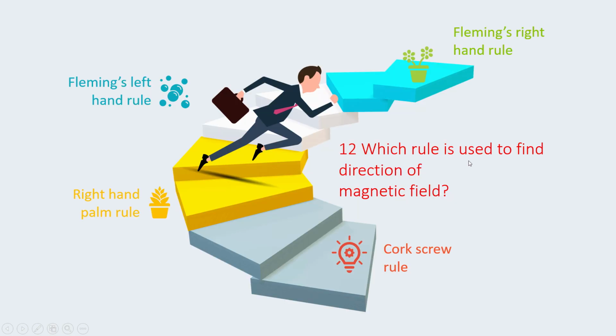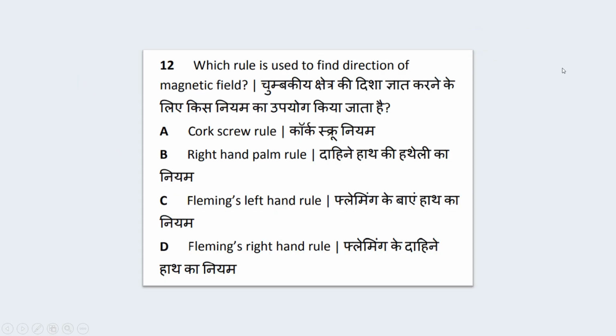Which rule is used to find the direction of magnetic field? Corkscrew rule, right hand palm rule, Fleming left hand rule, Fleming right hand rule. The answer is Fleming right hand rule.